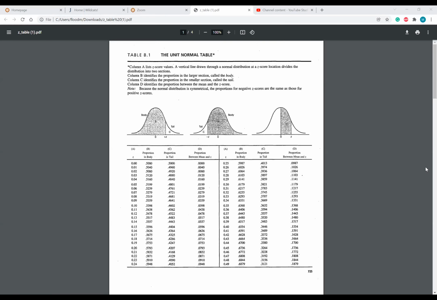Okay, so right now you should be able to see the unit normal table. In the question that we were working on, it was, what is the proportion? Oh, I can't write on this. Okay, what is the proportion?